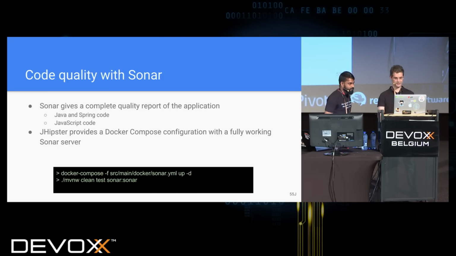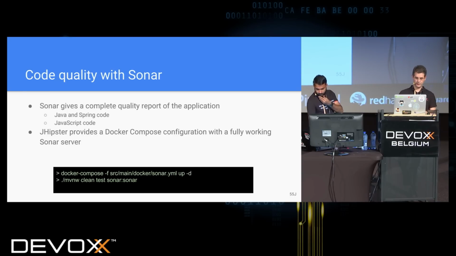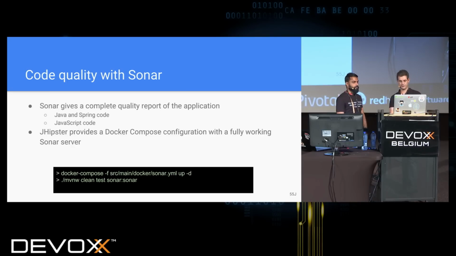That's an annoying part. Last but not least, once you have done all the tests, you probably want to do some quality analysis. And for that, we have an integration with Sonar. We saw our Docker configuration. Well, in our Docker configuration, we also generate a Sonar configuration. So if you just do docker-compose sonar up, you've got a fully working Sonar server running. And you can just do, after that, a Maven test sonar, and you're going to have the analysis coming.